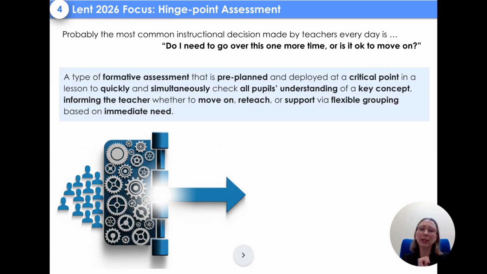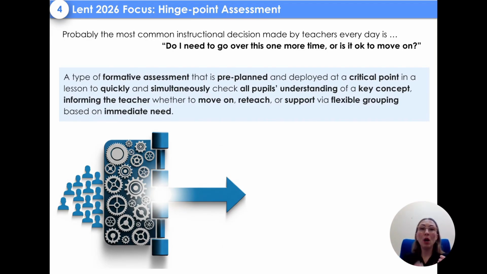I quite like it. And then a definition of a hinge point assessment is a type of formative assessment, but it is pre-planned, resourced, and then deployed at a critical point. And it's a very rapid assessment. It's simultaneous for all pupils. They have a concrete output. We're checking their understanding of a key concept.